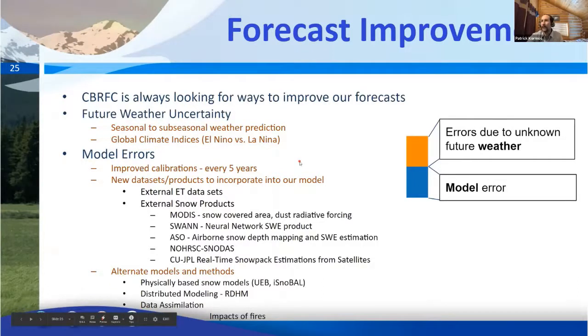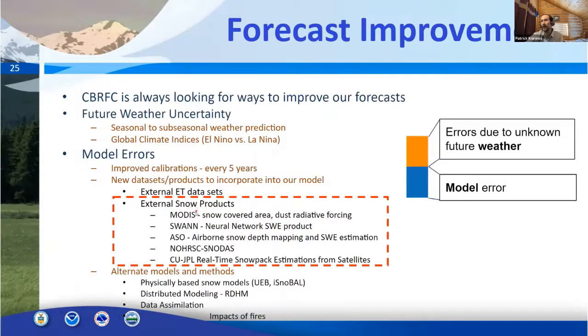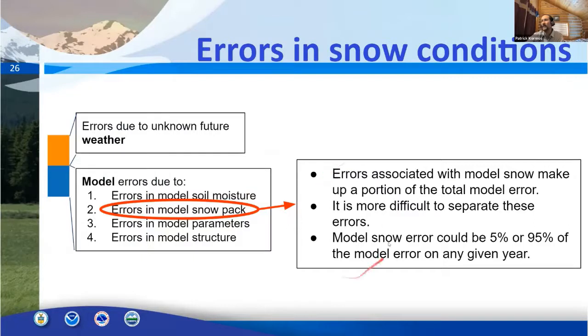And one of the things that have been very popular and people have been looking at are external snow products that people are putting out. So as a quick thought experiment, even if we got a perfect snow product from somebody, that would address a portion of the model error, but none of the portion of the future weather error. And it's very hard, like I said, to divide this up into how much of that model error a perfect snow product could provide us. It could range between 5 or 95%.